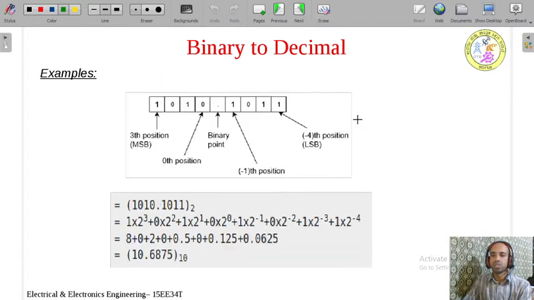So we shall go to another example where this number contains both an integer part as well as a fraction part. See, this is called the integer and this is called the fraction. The dot is the binary point.